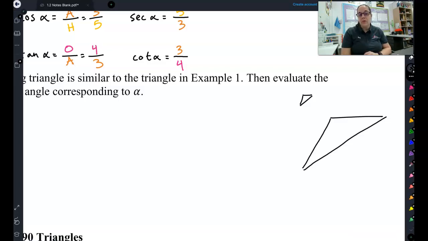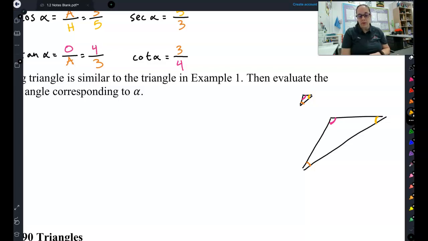These two triangles are similar if all the angles are the same measurement. So this angle is the same measurement as that angle. This angle is the same measurement as that angle. And this angle is the same measurement as that angle. If all the angles have the same measurements, we call them similar triangles.